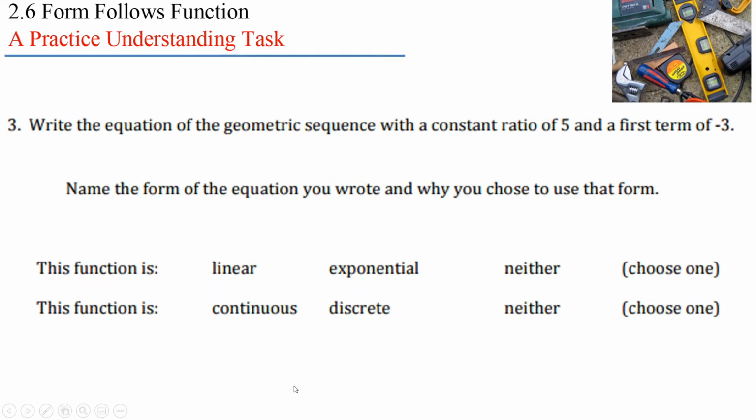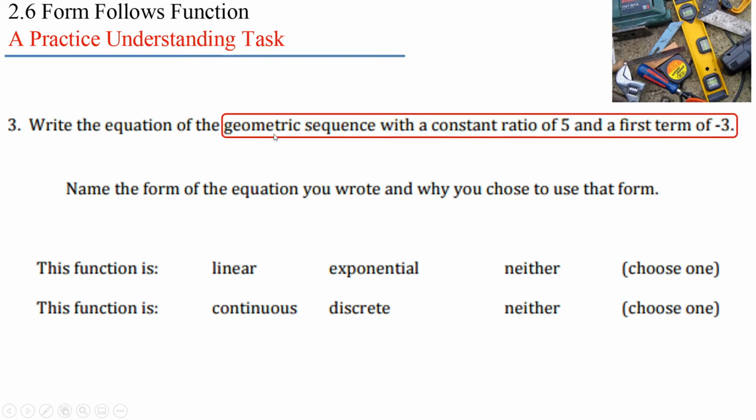Okay, number 3. Write the equation of the geometric sequence with a constant ratio of 5 and a first term of -3. Now, I know you guys could write that sequence right now, but they want the equation. All right? And the sequence would be geometric, so doesn't that mean my function would be exponential? And since we're talking just about a sequence of numbers, we're just talking about outputs, and there's nothing in between those outputs, so it's discrete. That means we're going to do another recursive formula here.